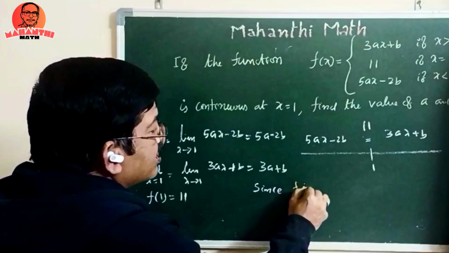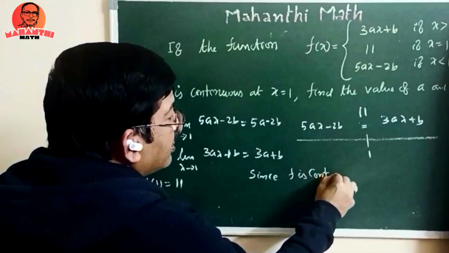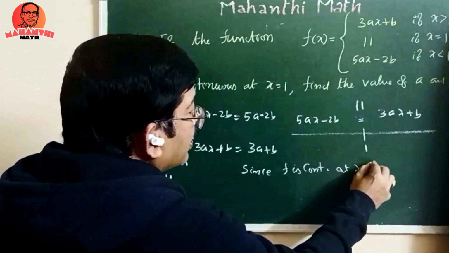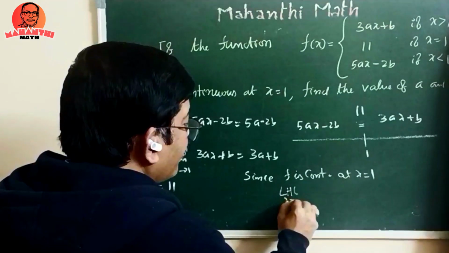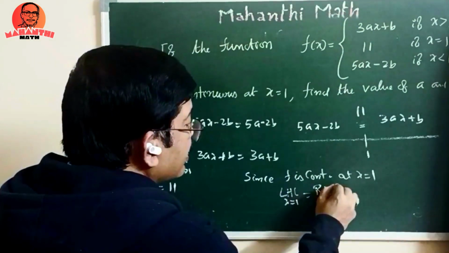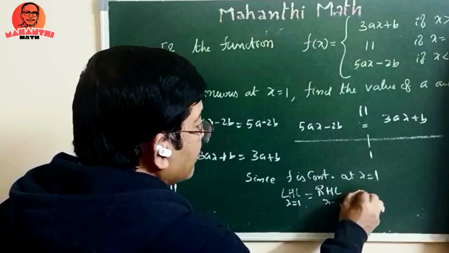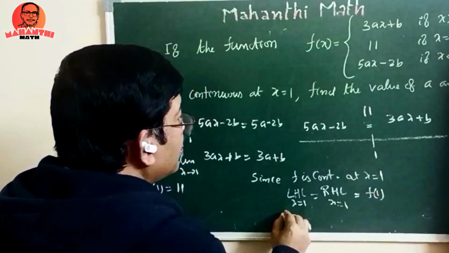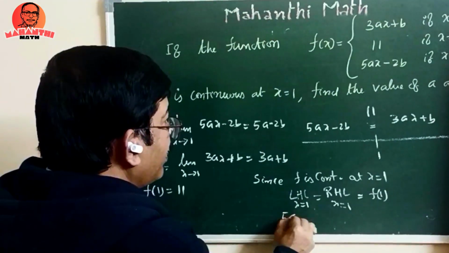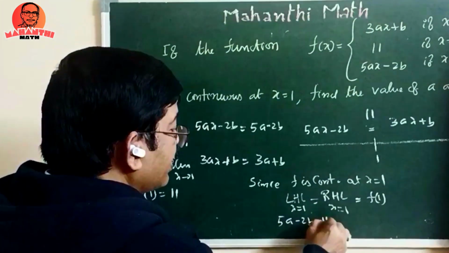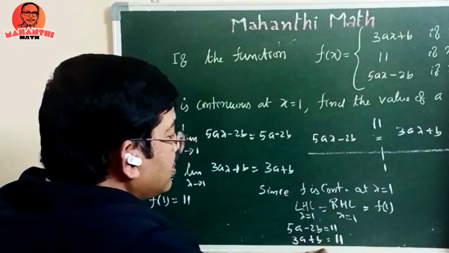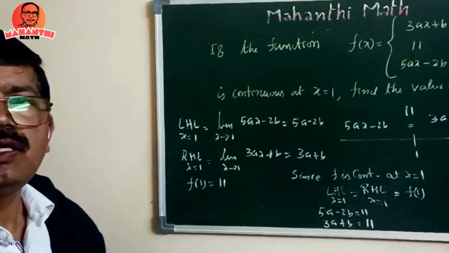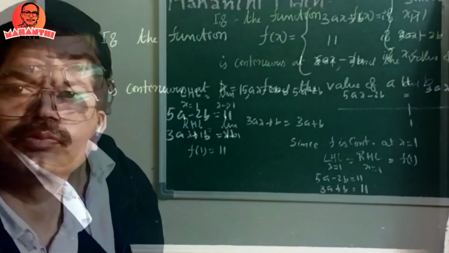f is continuous at x equal to 1, LHL at x equal to 1 equal to RHL at x equal to 1 equal to f of 1. So 5a minus 2b equal to 11, 3a plus b equal to 11. These two equations now we will solve.